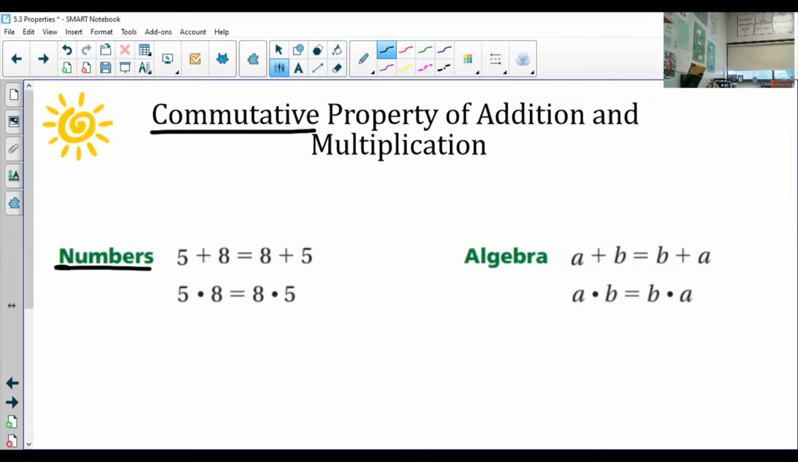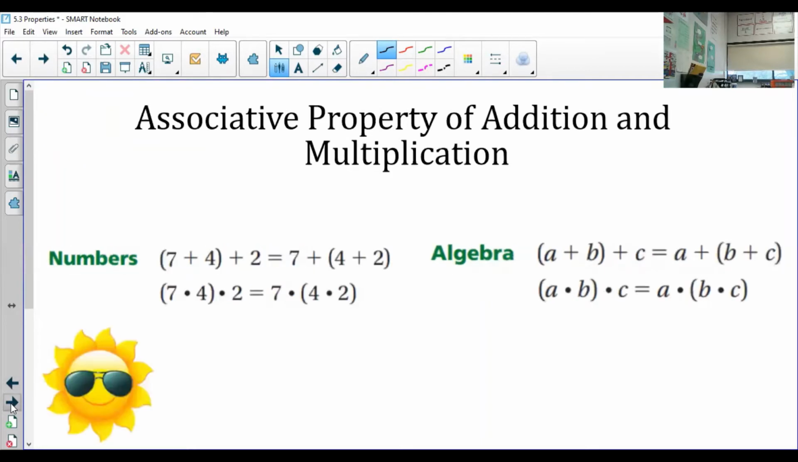Let's try it. What's 5 times 8? 40. What's 8 times 5? 40. They are equal to each other. So commutative says that even if we switch the order, we're still going to get the same answer. Now, let's look over here at the algebra section. So if we add variables, is this still true? Well, A plus B, is that the same thing as B plus A? Yeah, it would be, right? Because I just said you can switch numbers when you're adding and multiplying and still get the same answer.